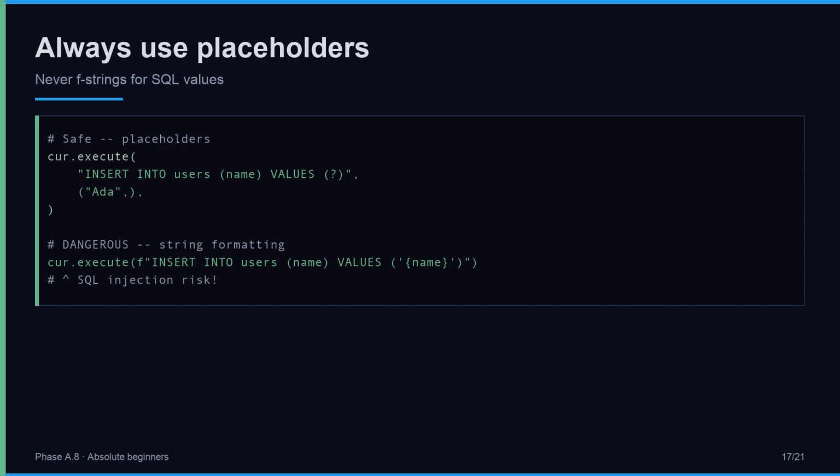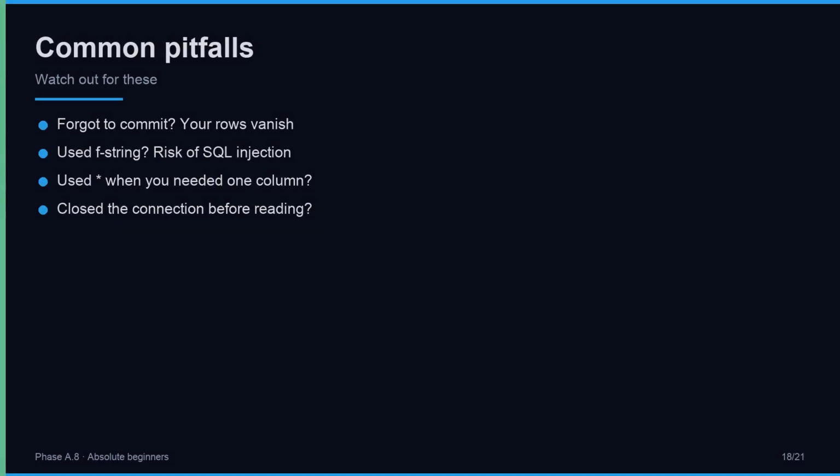The second form, with f-strings, is dangerous. If name contains a quote or a clever string, an attacker can sneak extra SQL into your command, the famous SQL injection attack. Placeholders prevent this completely, because SQLite treats the value strictly as data, never as SQL. From day one, use the question mark. Never format user data into a SQL string yourself. Placeholders always.